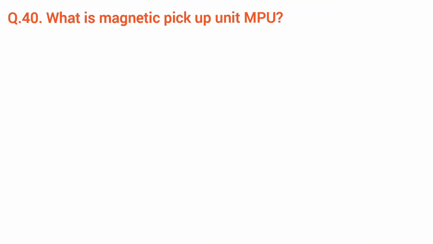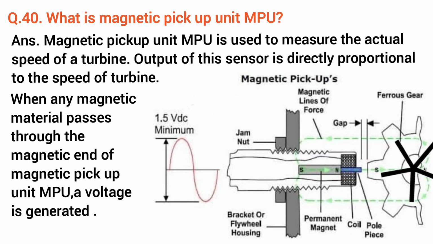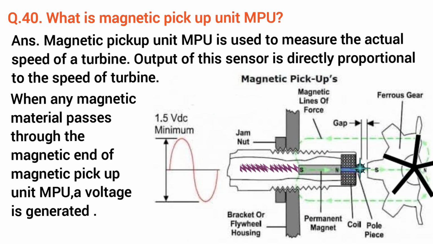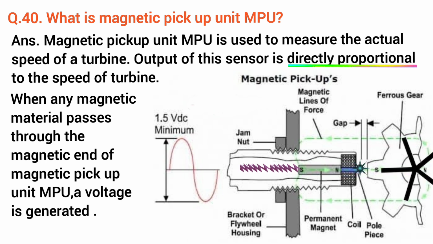What is magnetic pickup unit, MPU? Magnetic pickup unit MPU is used to measure the actual speed of a turbine. Output of this sensor is directly proportional to the speed of turbine. When any magnetic material passes through the magnetic end of the magnetic pickup unit, a voltage is generated.